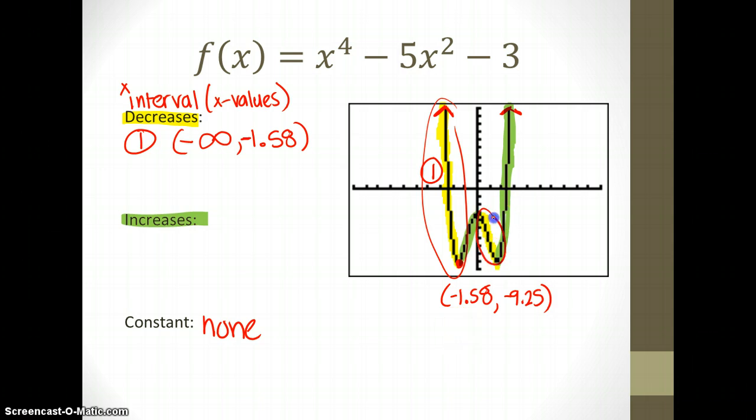Let's describe this other decreasing portion. So we'll label that as number 3. At what point does it start decreasing? Well, this point would be 0, negative 3. So it starts decreasing once it gets to 0. And then it continues decreasing until it gets to this point, 1.58, negative 9.25. So from 0 to what x value does it stop decreasing? Well, it stops decreasing when it gets to 1.58.